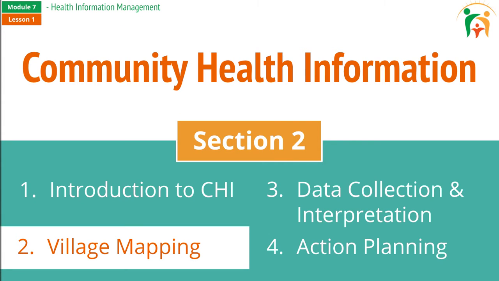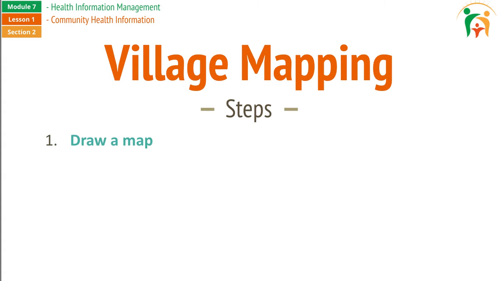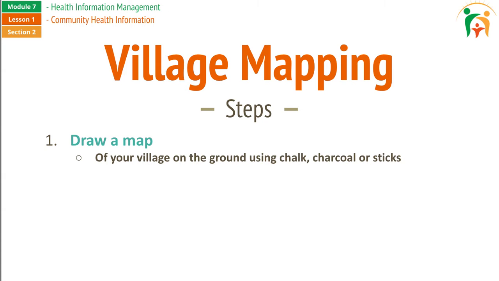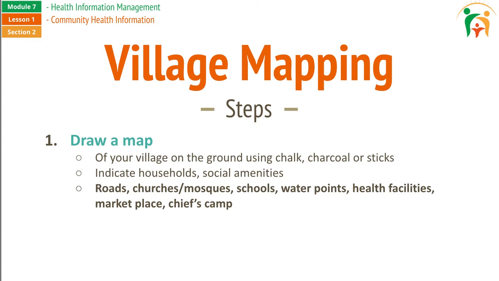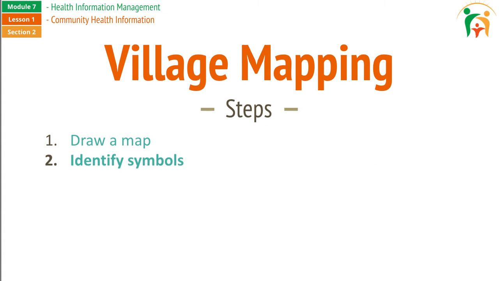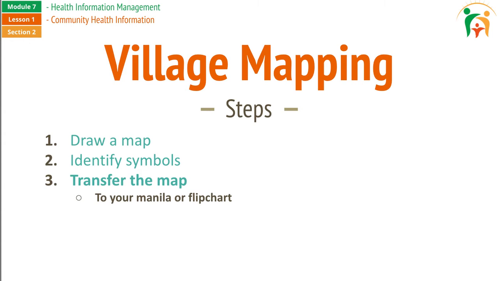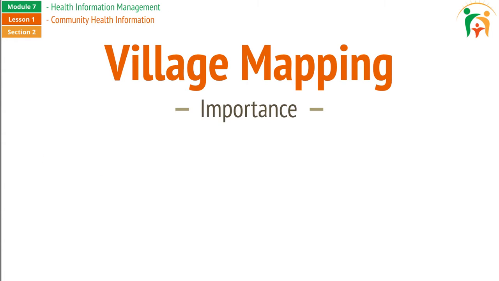Section 2, village mapping. Steps to village mapping. First, draw a map of your village on the ground using chalk, charcoal, or sticks. Indicate households and social amenities: roads, churches, mosques, schools, water points, health facilities, marketplaces, and chief's camp. Identify symbols you will use to mark various features. Transfer the map to your manila or flip chart.